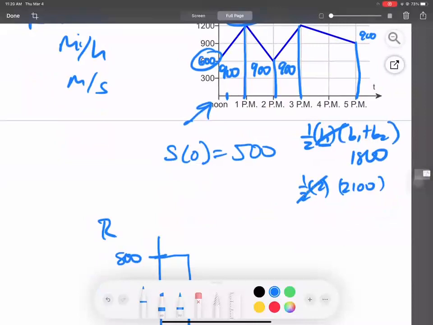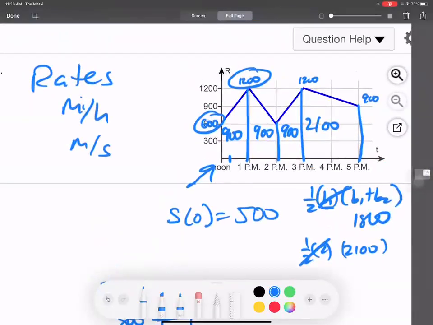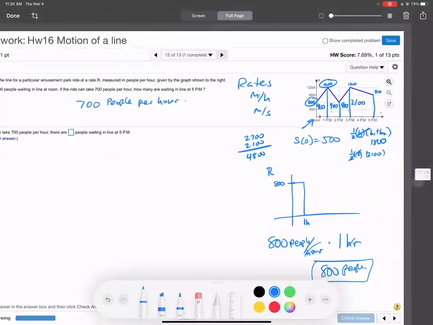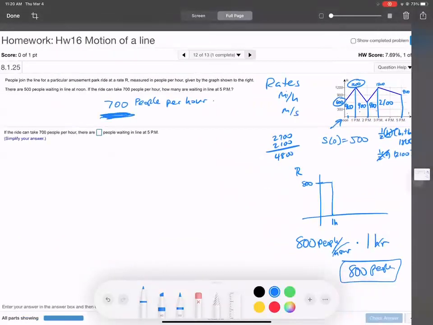Okay, real quick. Those divide out to 2100, right? So how many people queued up in this whole thing? Add 2700 plus 2100. That's 4800. Okay, 4800 people lined up. But how many people can ride the ride? 700 people per hour, from noon to 5 o'clock. That's 700 times 5. There's 3,500 people that were able to ride.